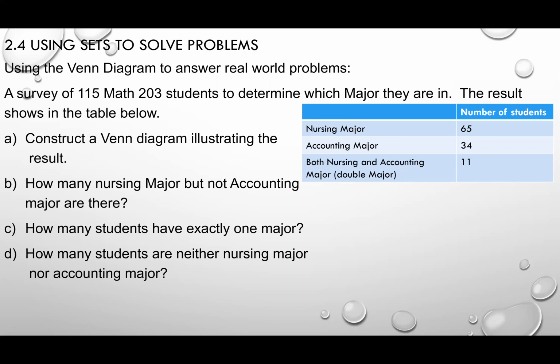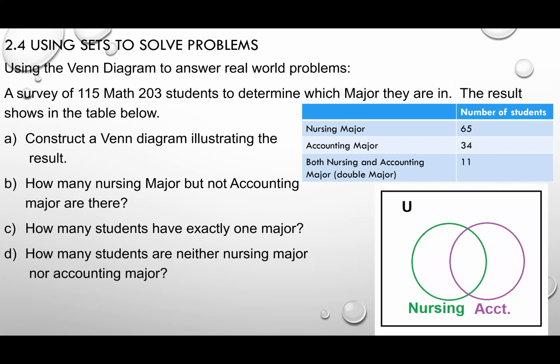But before you can answer the question, we did this earlier on Thursday. I gave you the Venn diagram. This one here, they ask you to construct the Venn diagram. So if you're looking at this information, do you agree that we have two sets? We have a nursing major and we have the accounting major. And there are some accounting majors who are also nursing majors, meaning they are double majors, right?